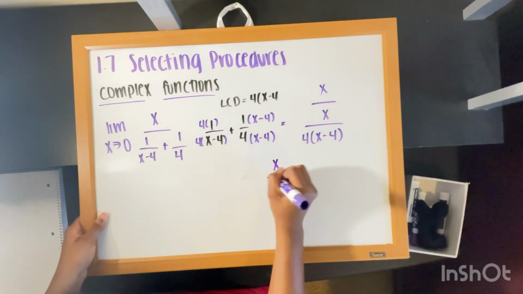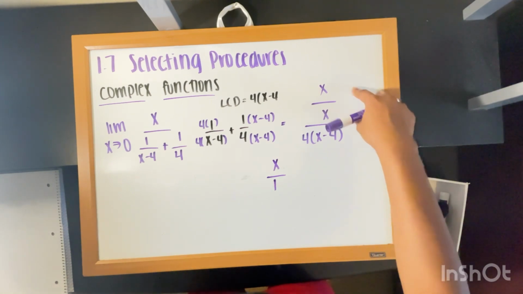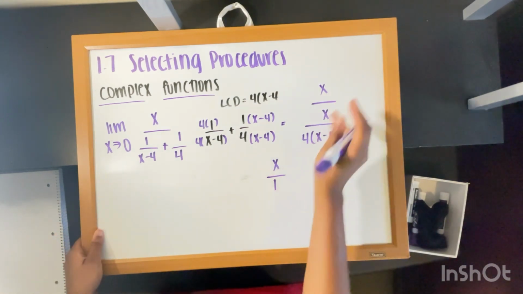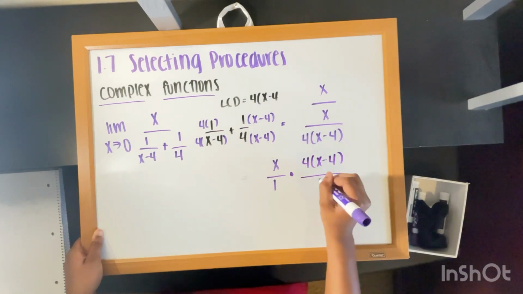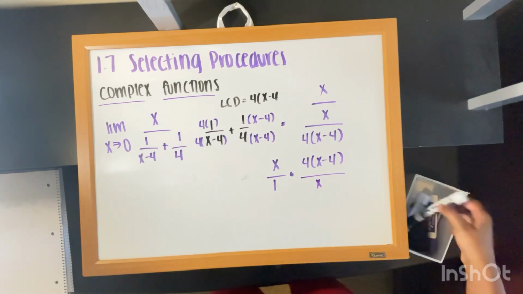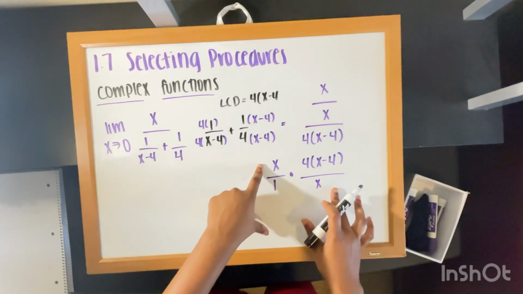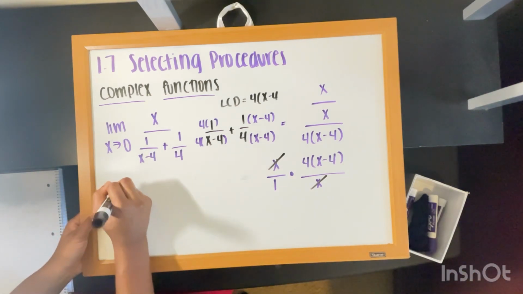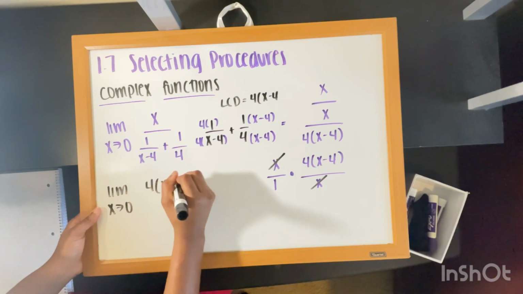So if I had x over 1 and I want to divide by this fraction, remember, if you divide by a fraction, you flip the numerator and denominator. So I would get x over 1 times 4 times x minus 4 over x. So this looks way easier to handle. Obviously we can see that we can cancel out the x's. So that's what I'm going to do. And we're left with the limit as x approaches 0 of 4 times x minus 4.